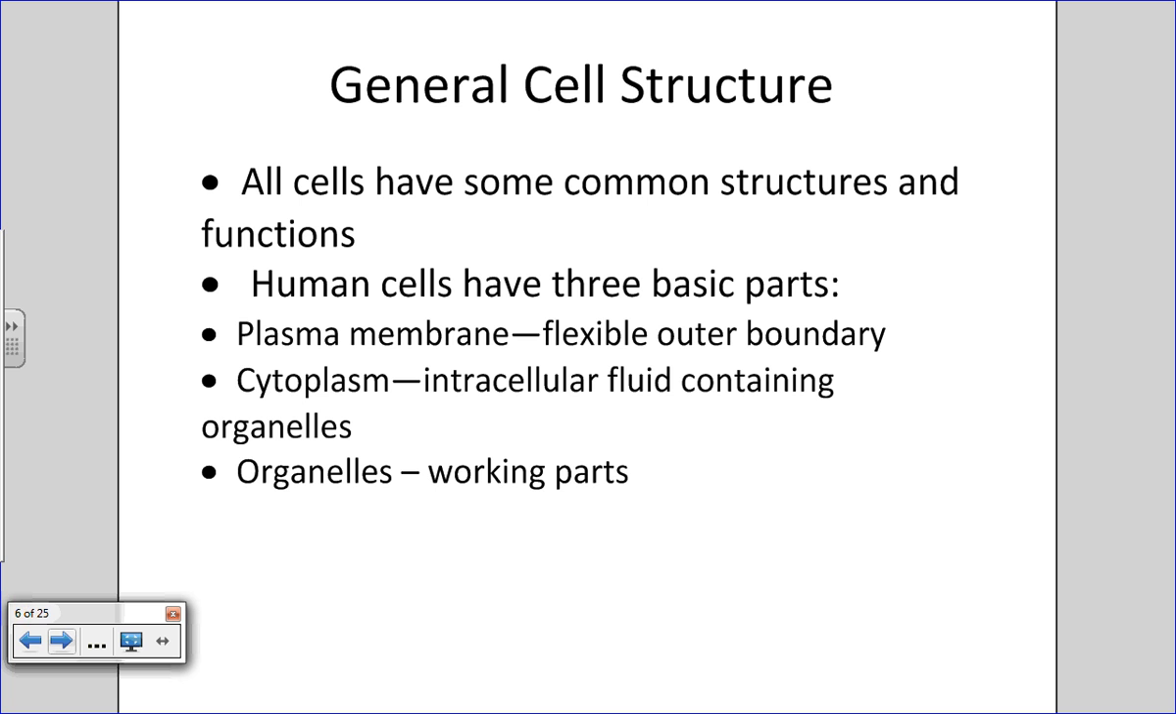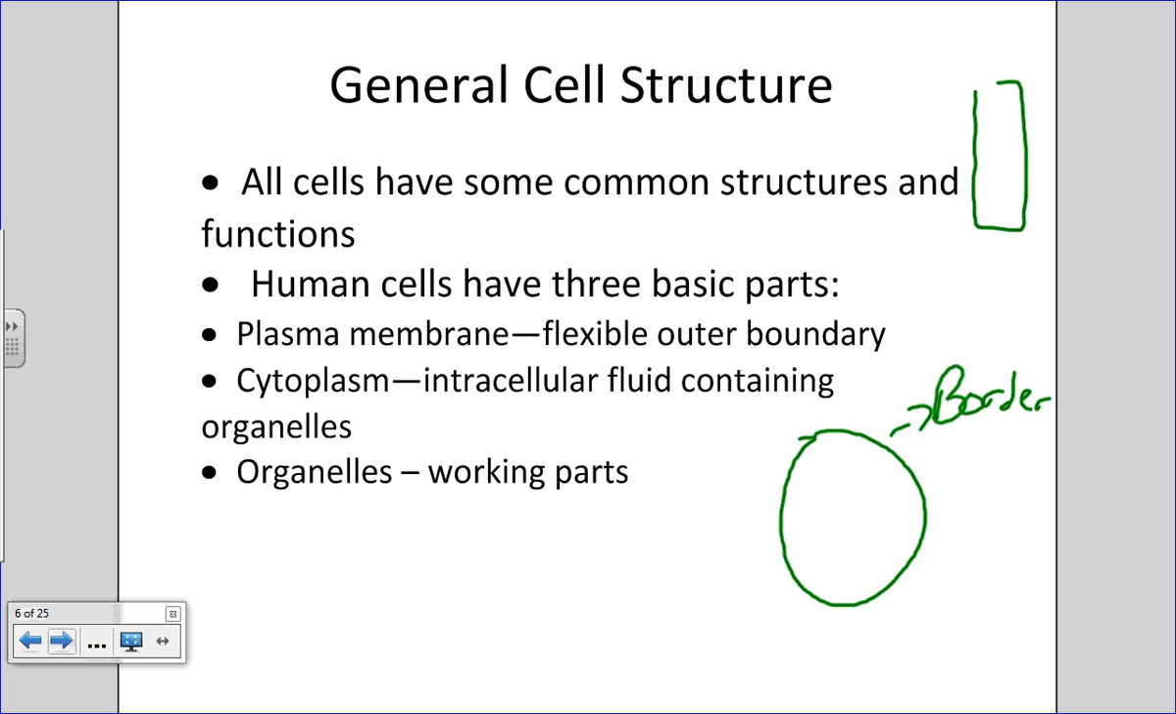As I've been mentioning throughout this discussion, cells have a lot of common structures, but a good variety of different parts found within them. If we do want to say that cells have three common parts, we can say that cells have a plasma membrane, or an outer border. Don't call this a wall, because animal cells do not have a cell wall. Plant cells do. Plant cells have a plasma membrane, but they also have a cell wall underlying that as well. So think of this as an outer border.